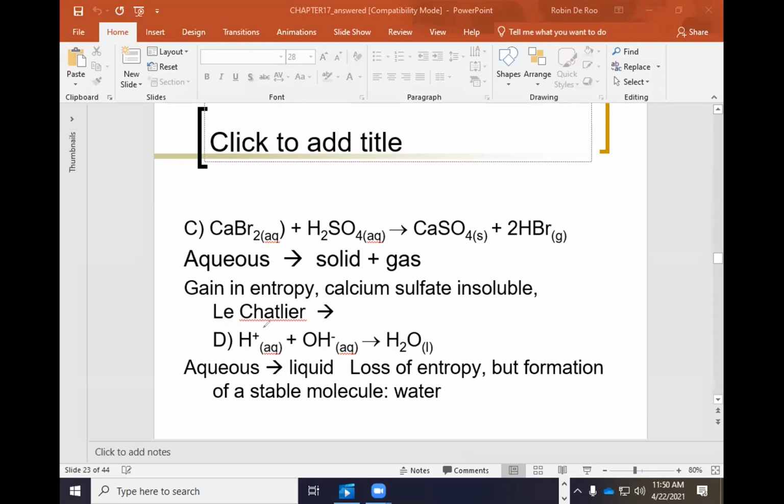This one is a little different. We have aqueous and aqueous goes to liquid, but if you can make a stable molecule, then that will happen. So remember this for OChem. You're going to see this again in OChem. Water is a stable molecule. So if you can somehow form it, that will happen. Plus, the other way to think about it, this is a strong acid, H+. This is a strong base. We know those react. And it's exothermic.